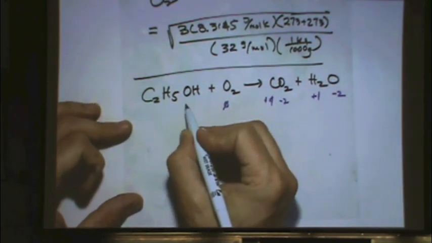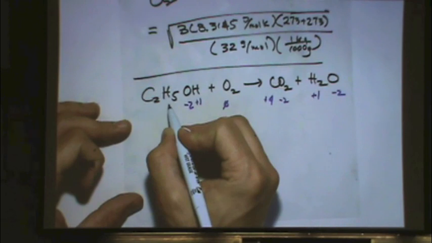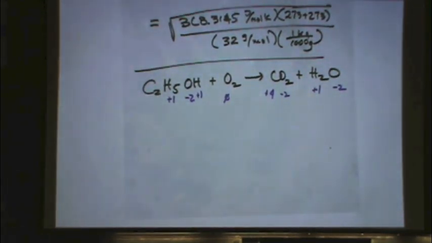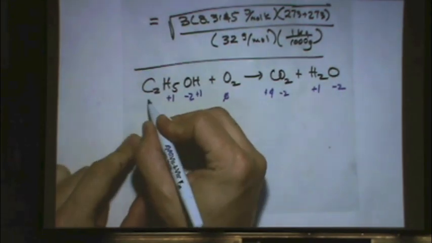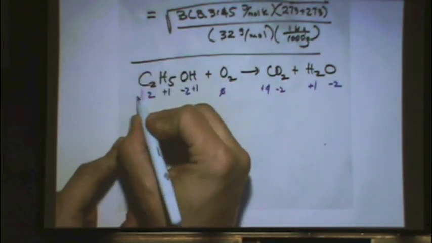+4. Okay, oxygen's -1 here. Each of the hydrogens is +1. So that makes carbon what? Ooh, this is complicated. Is it 2? I like that, but I don't know if it's right. It's carbon 2? -2? Yeah, that works better.